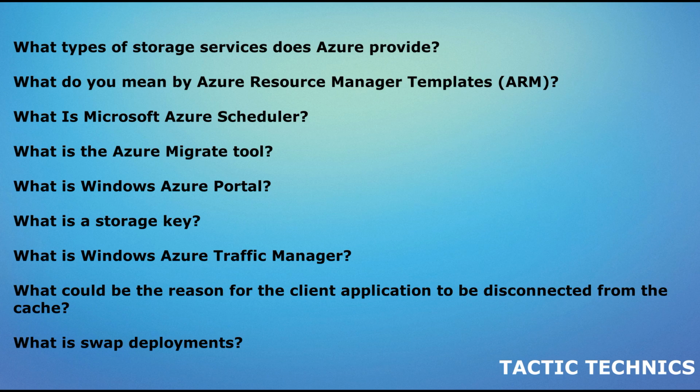What is swap deployments? Answer: To promote a deployment in the Azure staging environment to the production environment, you can swap the deployments by switching the VIPs by which the two deployments are accessed. After the deployment, the DNS name for the cloud service points to the deployment that had been in the staging environment.